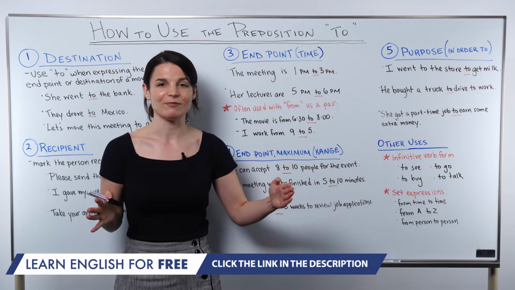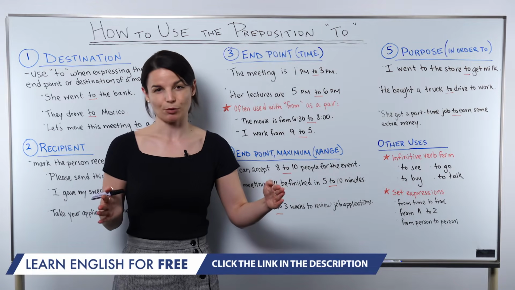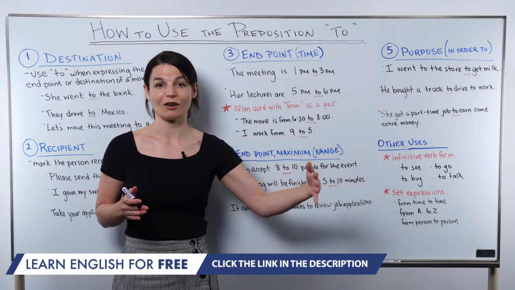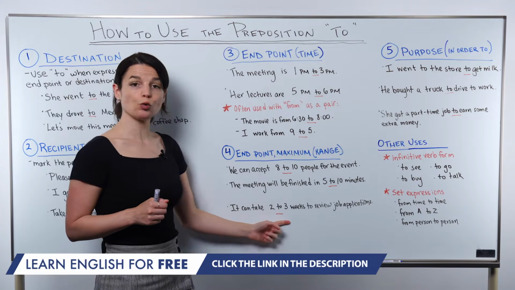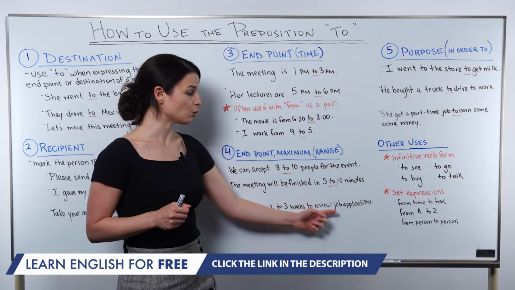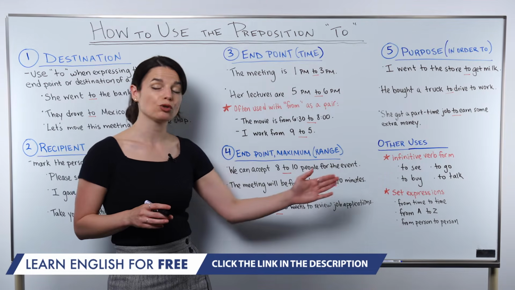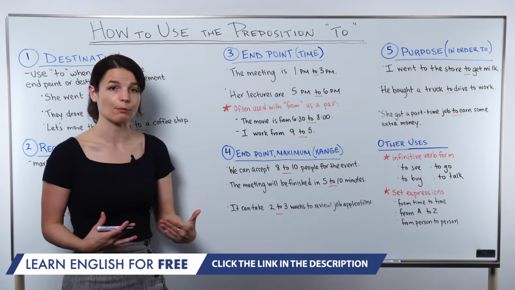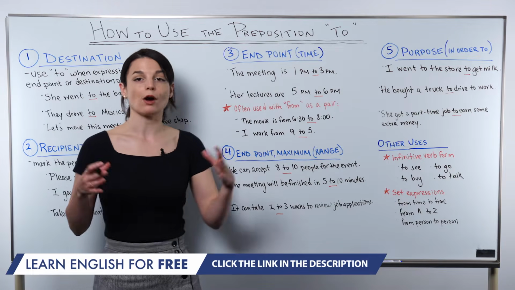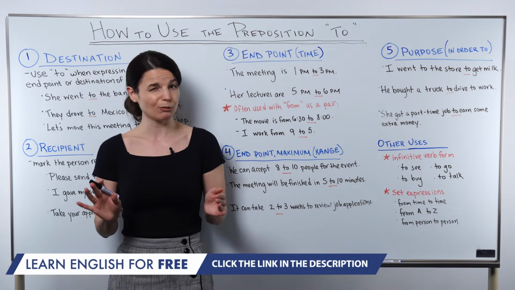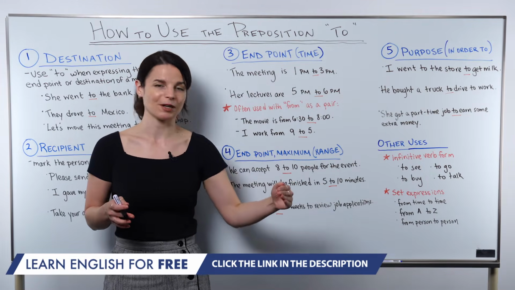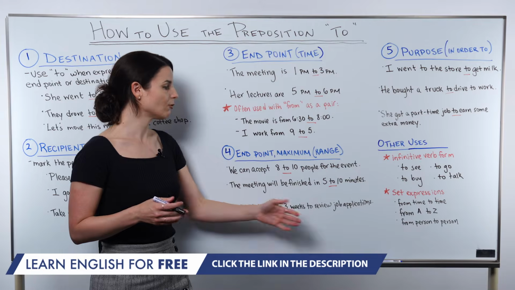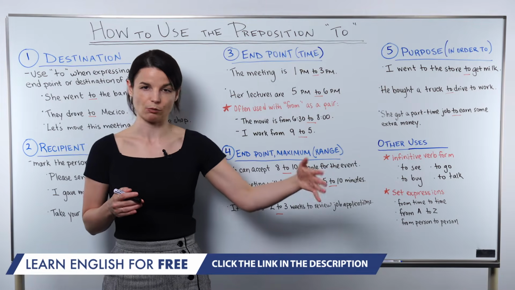So 5 to 10 minutes gives us the rough start point and the maximum point for our range, the end of our range. Okay, one more. It can take 2 to 3 weeks to review job applications. So again, we have our range here, from about 2 until the maximum point in our range, which is 3. So again, we use to before that maximum end of our range.